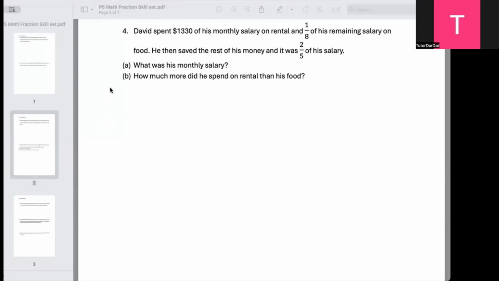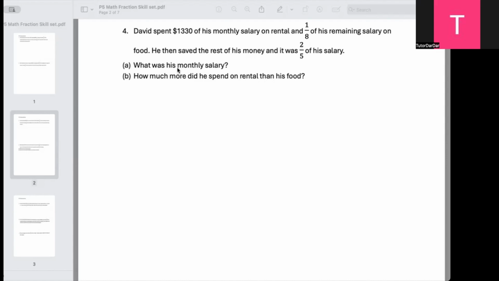David spent 1,330 of his monthly salary on rental and 1/8 of his remaining salary on food. He then saved the rest of his money, and it was 2/5 of his salary. What was his monthly salary? How much more did he spend on rental than his food?